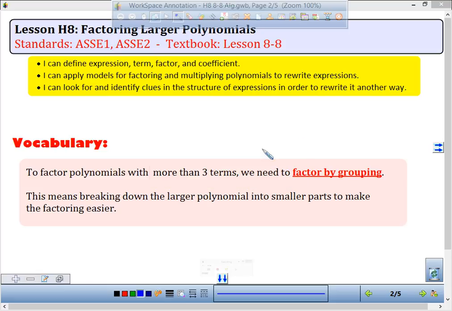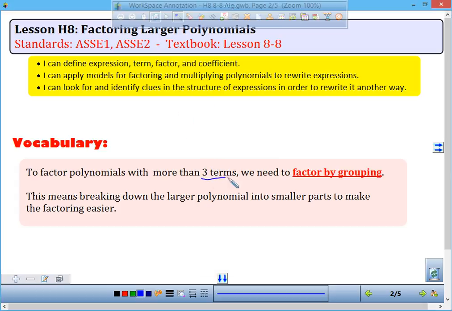Okay, lesson 8. We're going to be factoring polynomials that have more than 3 terms. If you have polynomials with more than 3 terms, we'll factor by grouping.